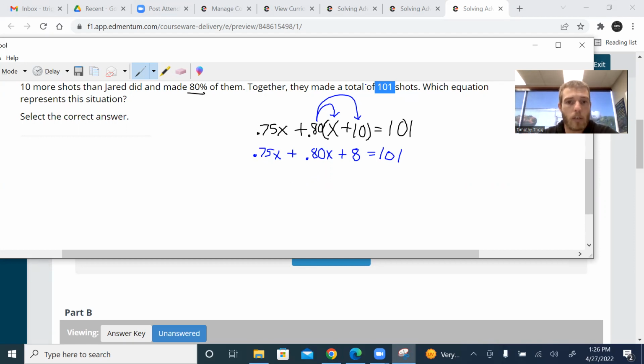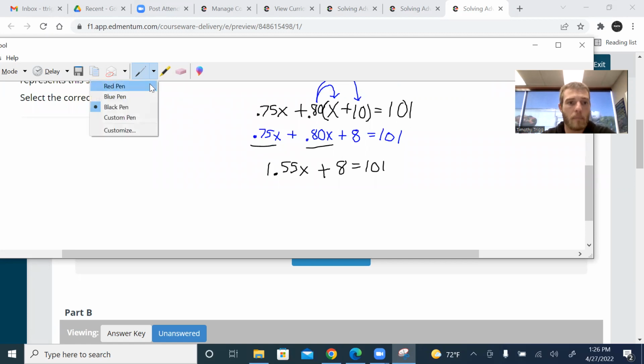So we can go and combine these x's together. Notice that we have a 0.75x and we have a 0.80x. Since they both have x, then you can combine those together. So we're just going to add those together. That's going to be 1.55x when you add those together. We still have a plus 8 equals 101.